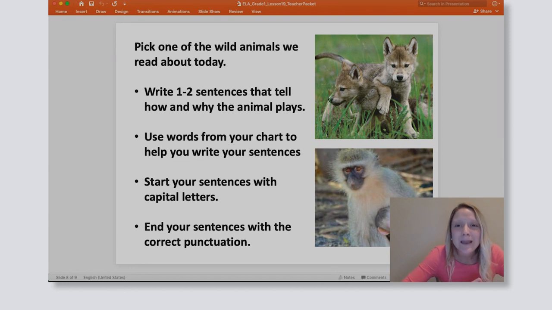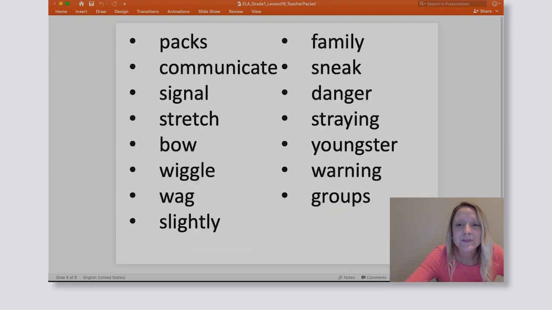Or I challenge you to maybe even write 2 sentences about the animal you learned about today. And make sure you tell us how and why the animal plays. And don't forget, boys and girls, to use those words from your chart to help you write those sentences. You might use communicate like I did, right? Stretch, or maybe if you're talking about the monkey groups. All right, I cannot wait to see what your writing is going to be.